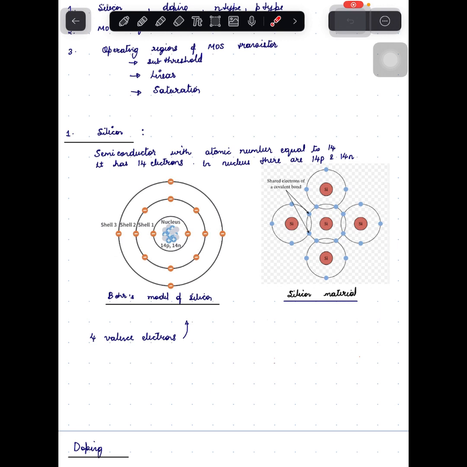So in the outermost orbit of silicon we have 4 electrons. These are called valence electrons. So silicon has 4 valence electrons. Let us see how silicon material looks. A silicon atom is surrounded by 4 other silicon atoms, and each silicon atom will share an electron with the center silicon atom. Hence now the silicon atom here has 8 electrons in its outermost shell. This bonding is called a covalent bond.